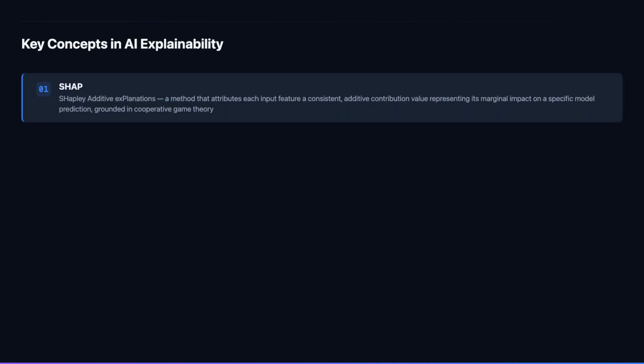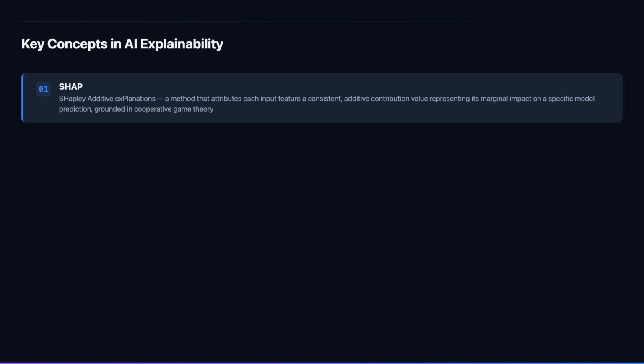SHAP is grounded in cooperative game theory, specifically in the concept of the Shapley value, which provides a fair attribution of a jointly produced outcome to each contributing player. In the machine learning context, the players are the input features, and the jointly produced outcome is the model's prediction. The Shapley value for each feature is computed as the weighted average of the feature's marginal contribution across all possible orderings of features, a calculation that ensures the attribution is consistent, locally accurate, and globally meaningful.